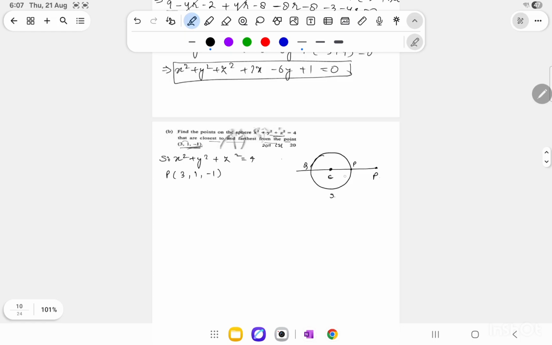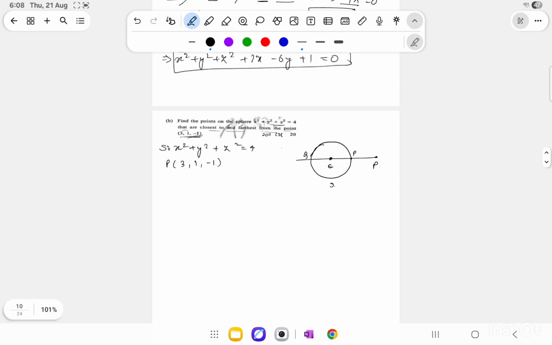So the line must pass through the center, because then only we'll be able to get the nearest and farthest points, because the diameter is basically the largest chord passing via any circle or sphere. So the center of my sphere is basically 0, 0, 0.